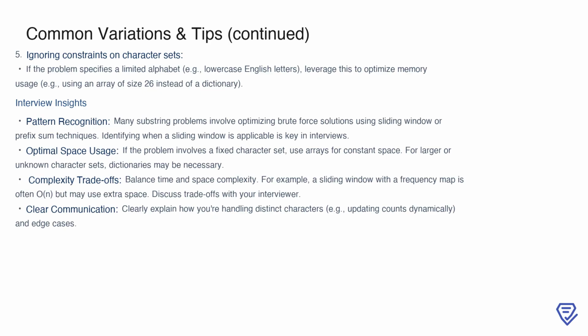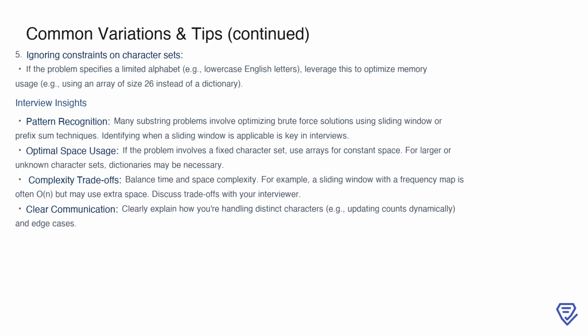Shifting to interview insights, recognizing patterns in substring problems is crucial. Many of these problems require optimizing brute force solutions with techniques like the sliding window or prefix sums. Being able to identify when a sliding window approach is appropriate is a key skill during interviews. Optimal space usage is another important consideration. For instance, if the character set is fixed, arrays provide constant space efficiency. On the other hand, if the character set is larger or unknown, a dictionary might be necessary.